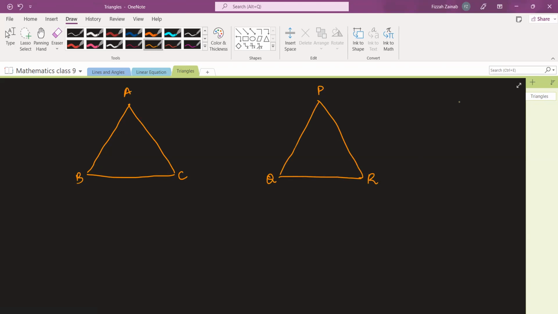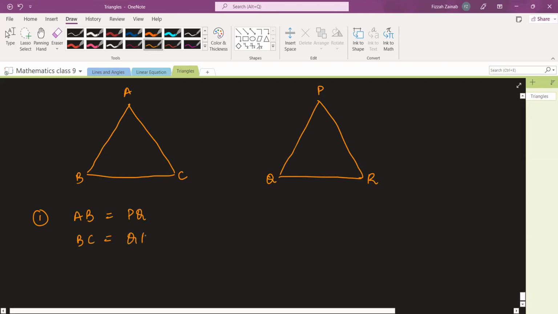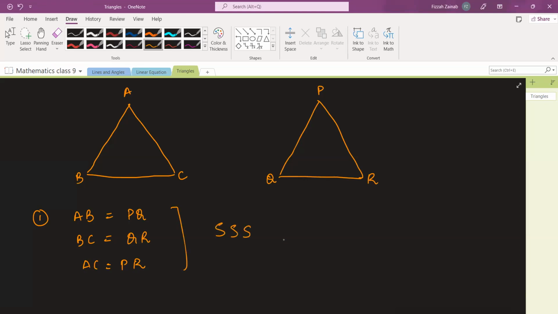First two are simple. Let's say all the three sides are equal, right? That means your side AB is equal to side PQ. Clear? This side is equal to this side. Then BC is equal to QR and AC is equal to PR. So if all the corresponding sides are equal, this is simple SSS criteria. Understood?